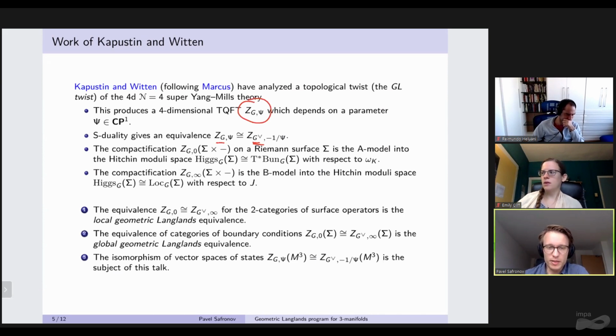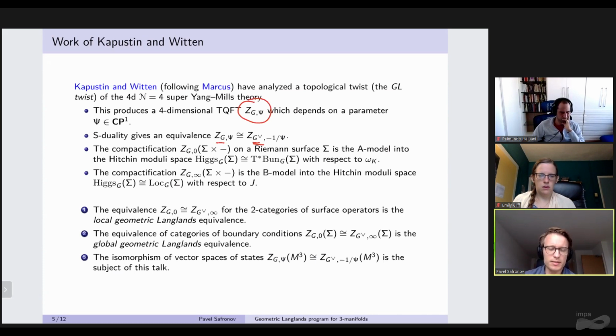All right, so first of all, let's look at the case when psi is 0. So you have this 4-dimensional TQFT for psi equals 0. You can compactify this 4-dimensional TQFT on the Riemann surface sigma, and then you get a 2-dimensional TQFT. And then you can ask, what is that 2-dimensional TQFT? Well, what Kapustin and Witten have shown is that this 2-dimensional TQFT is the A model into the Hitchin moduli space.